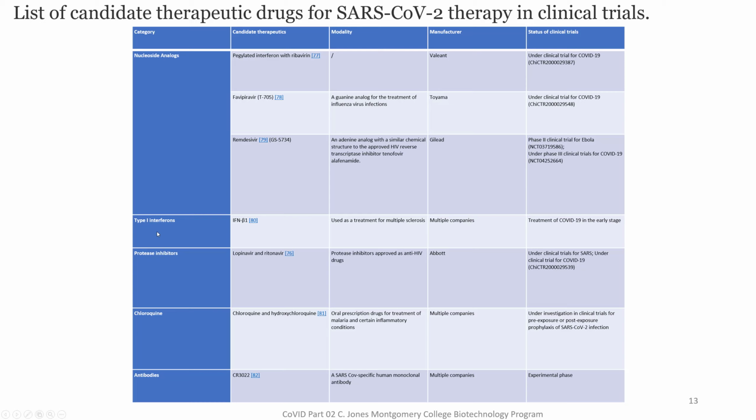Then we have interferons. These are small but cheap to produce proteins. Interferons were discovered in the 1950s, and they were named interferons because they interfere with the replication of viruses. But you have to be very careful because too high a dose of an interferon can cause lots of adverse events in the patient.